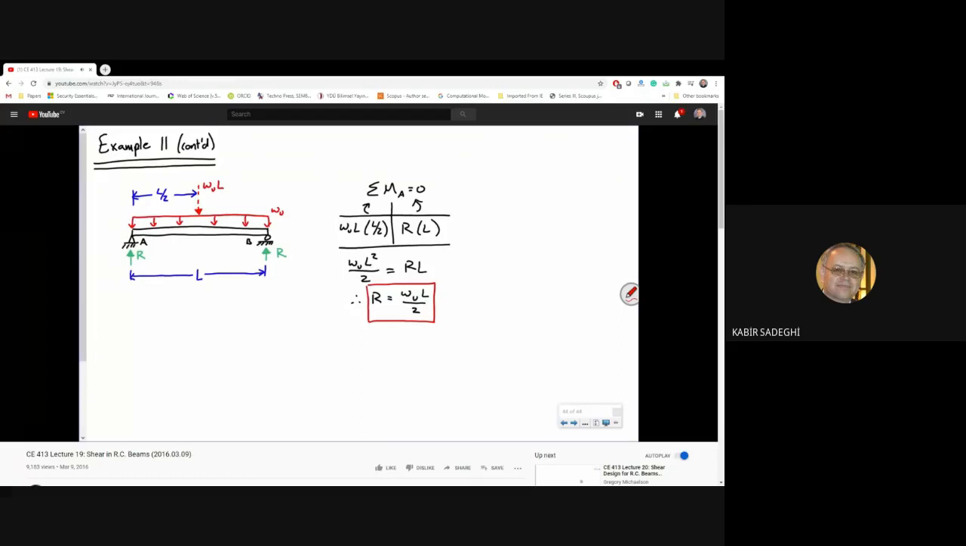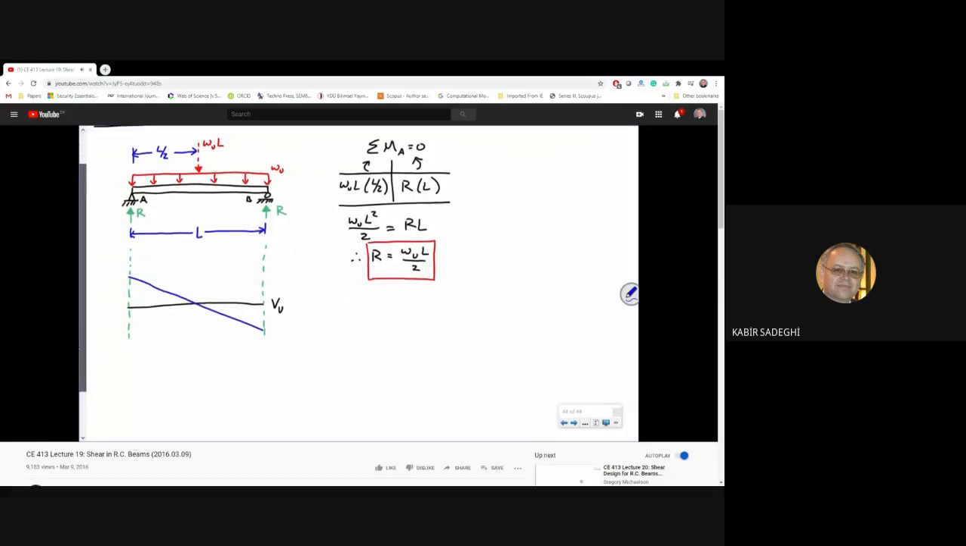Now, you all should know enough by now about sketching the shear diagram. What does the shear diagram look like for a problem like this? It looks something like this. Maximum at the support, and at the middle, zero. And this is a straight line, isn't it? So maybe what I want to do is try to find an equation for that line. Make sense? Is everybody with me so far?